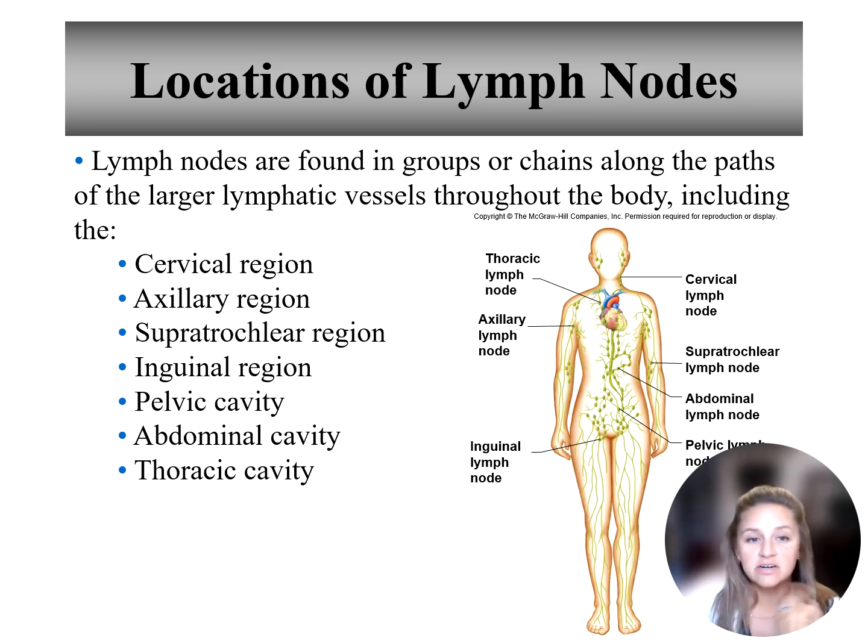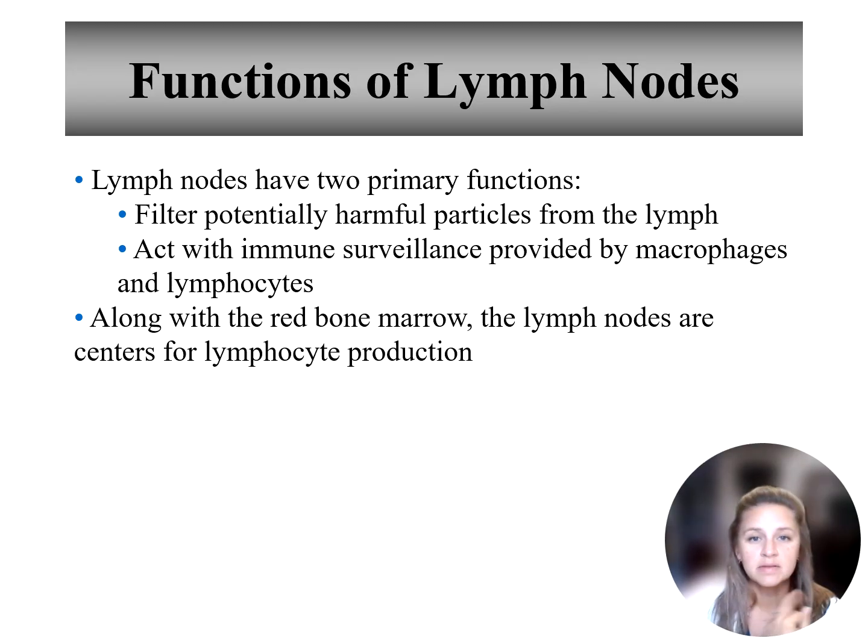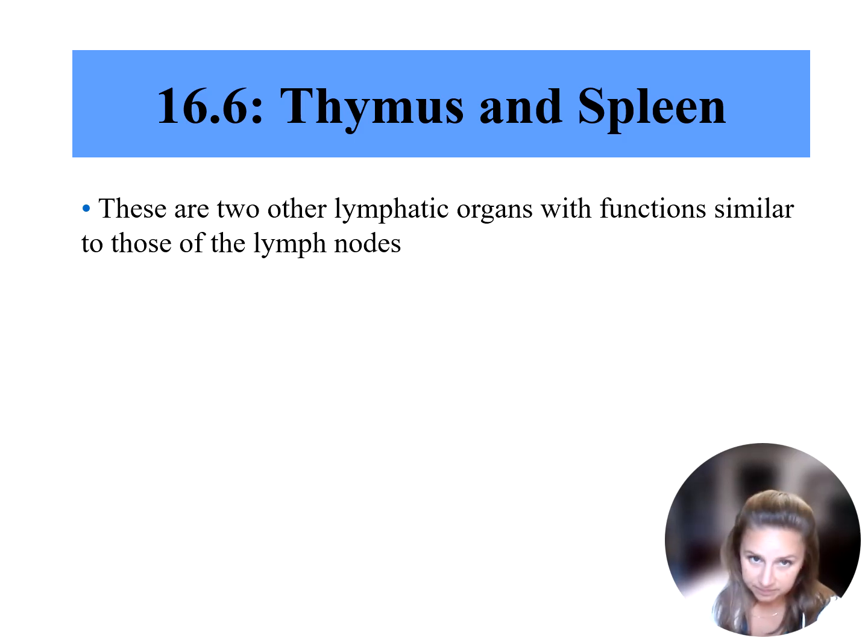There's axillary, supratrochlear, all over. These are the major locations of the lymph nodes. So lymph nodes have two primary functions: to filter out harmful particles from the lymph, and then to activate immune surveillance by the macrophages and the lymphocytes. And along with red bone marrow, the lymph nodes are the center for lymphocyte production.